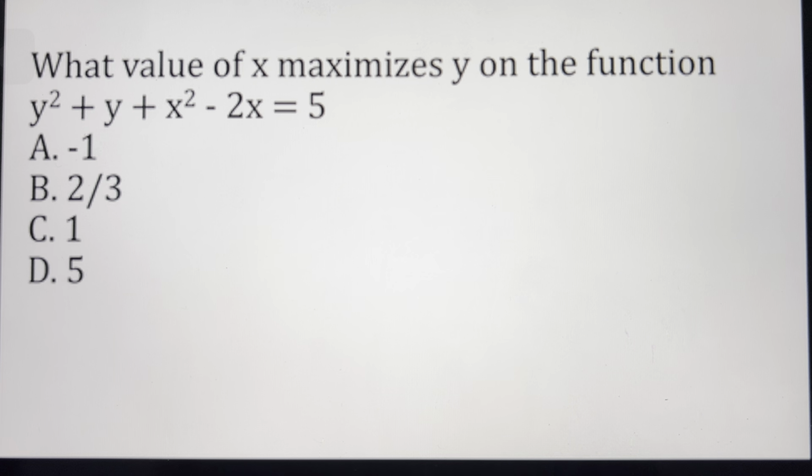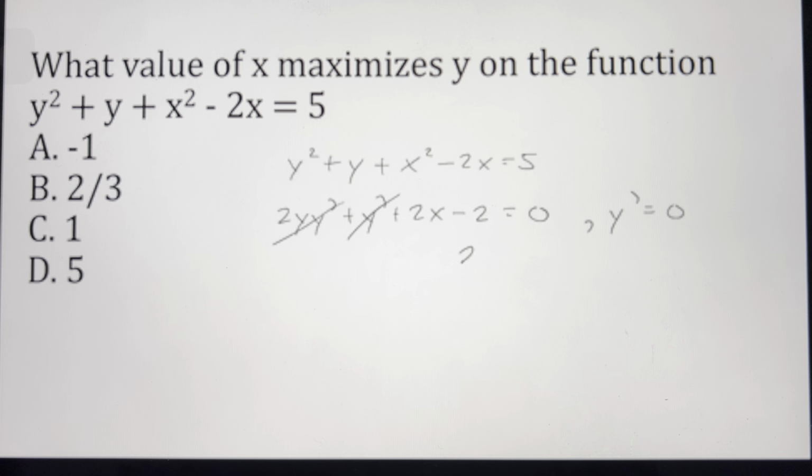What value of x maximizes y on the function y squared plus y plus x squared minus 2x equals 1? Getting the derivative, this will be 2y y prime plus y prime plus 2x minus 2 equals 0. And to maximize, y prime should be 0. So we can cancel out this one and this one. So 2x will be equal to 2 and x will be 1.